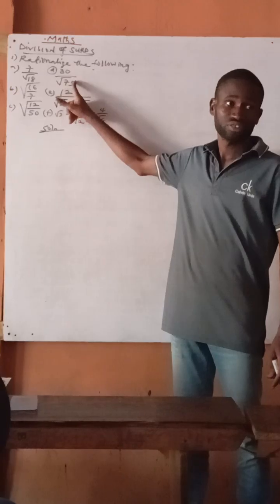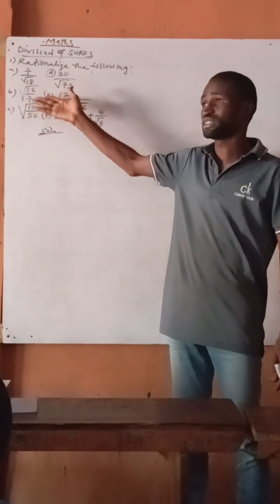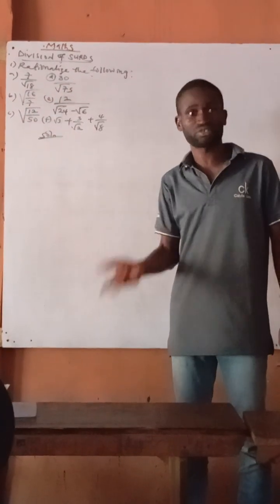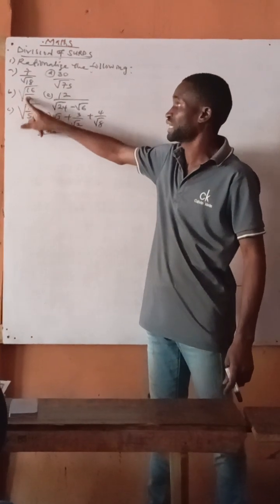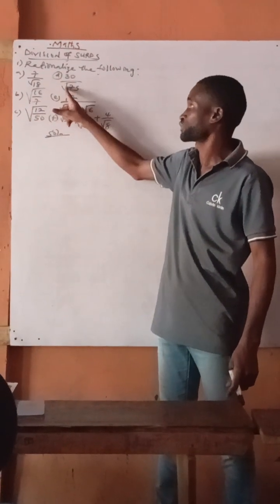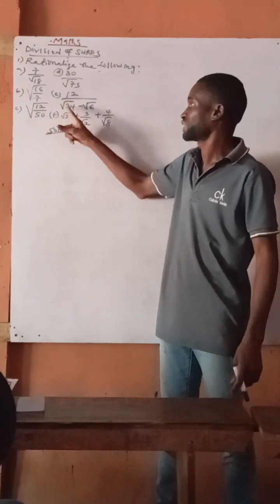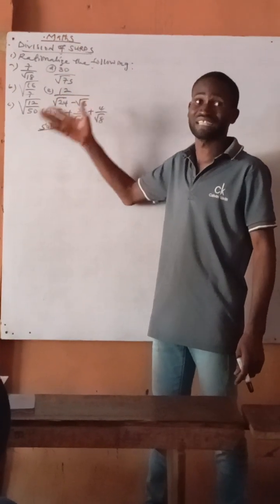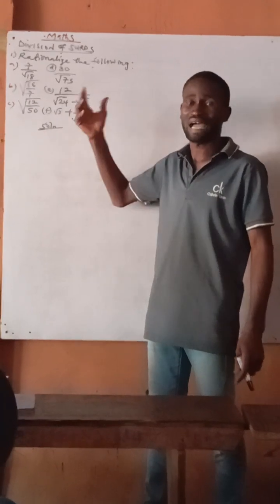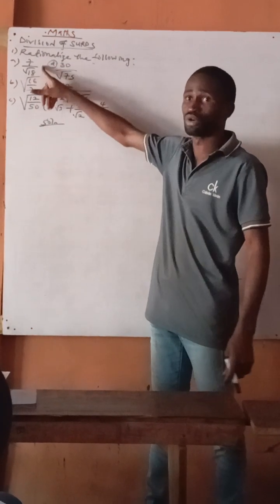Idea? You get? By the time I start the process now, you are going to see how we rationalize. You can see that all of this, there is a surd here. I'm seeing a surd here. Invisible surd is here. There's a surd here. There's a surd here. There's a surd here. So we are going to do something to remove the surd there. And how we do it is that we are going to rationalize it.